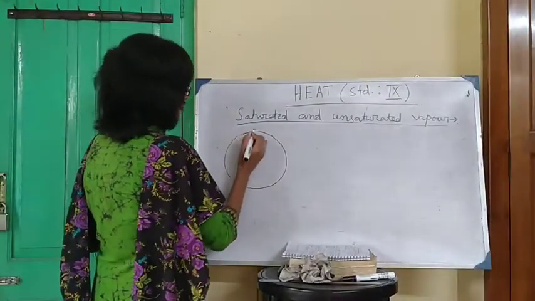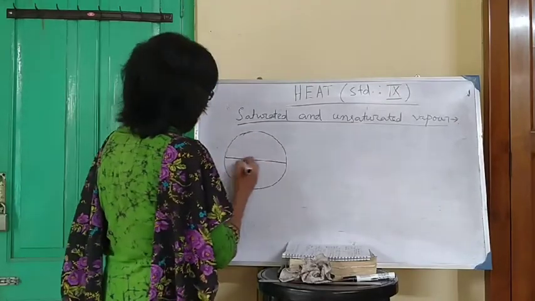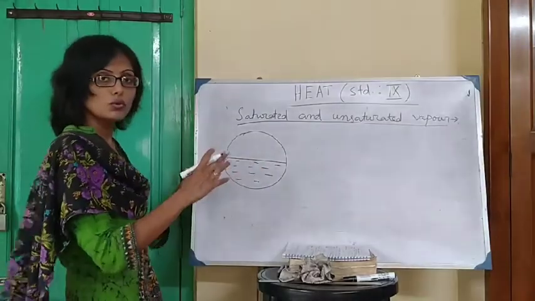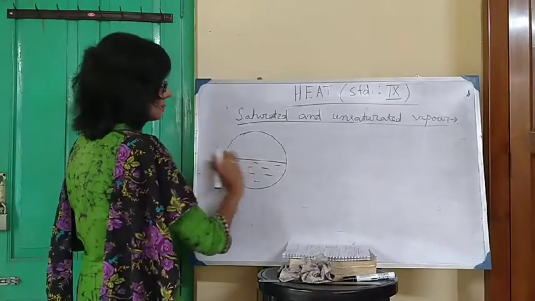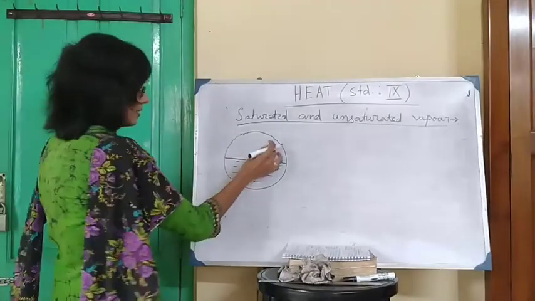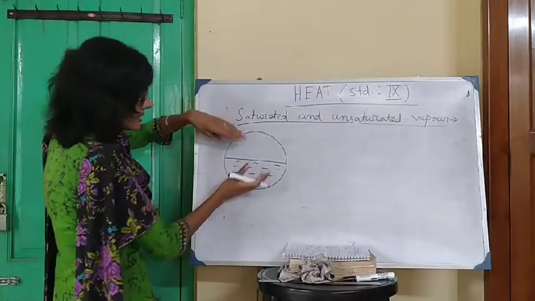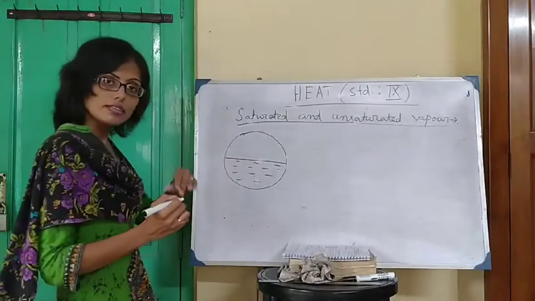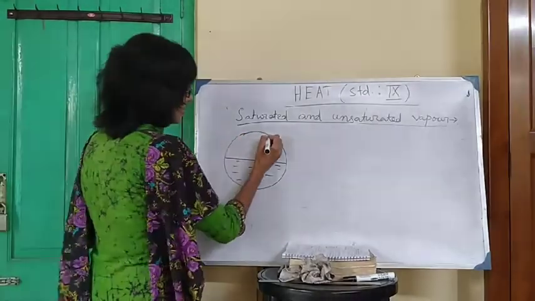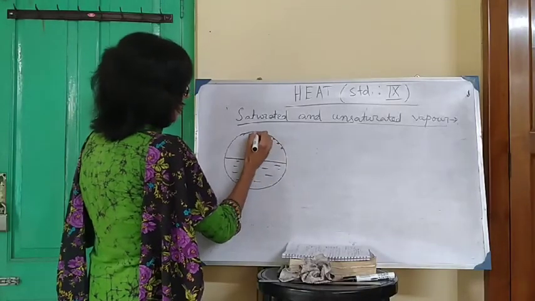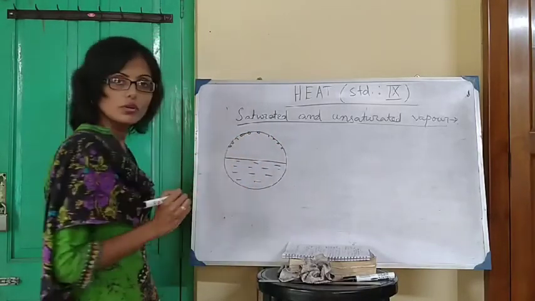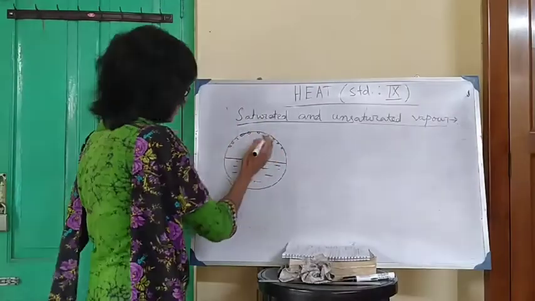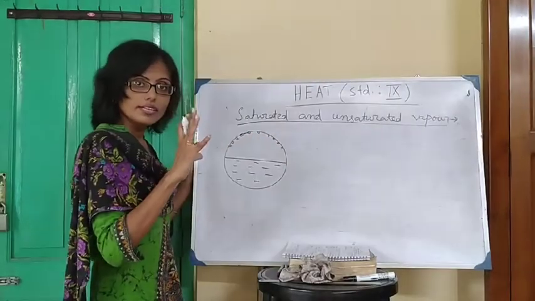Suppose one closed container is taken and some liquid is contained in it. If the liquid is allowed to evaporate, evaporation starts from the upper surface of the liquid. But the volume is constant, so the volume of air just above the liquid is constant. So after some time, condensation starts and the condensed liquid droplets attach to the wall of the container like this.